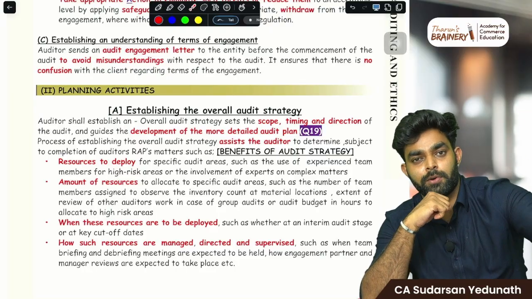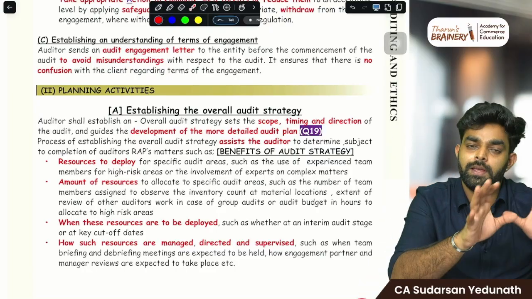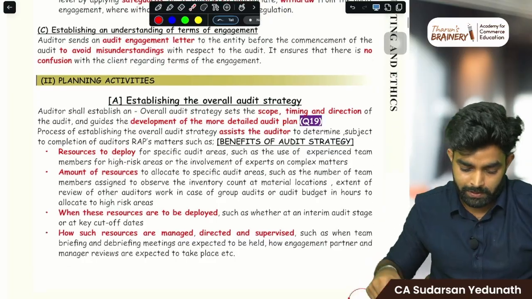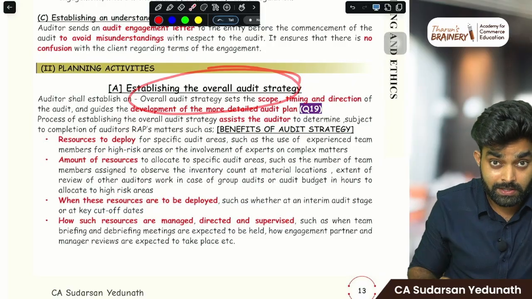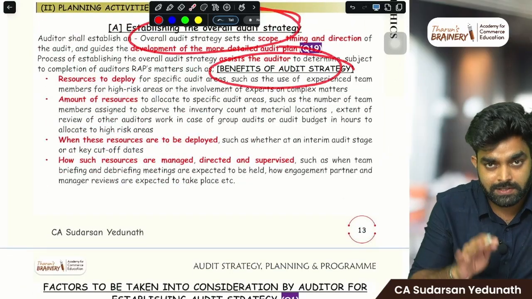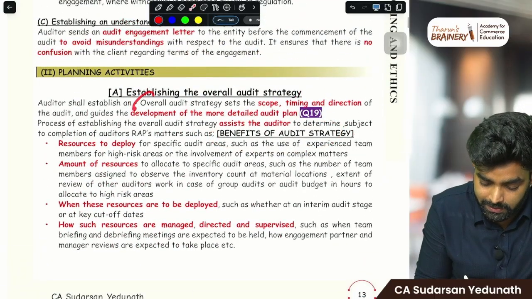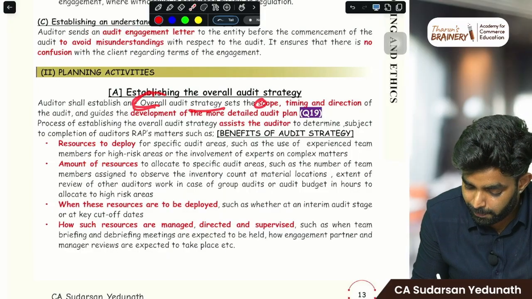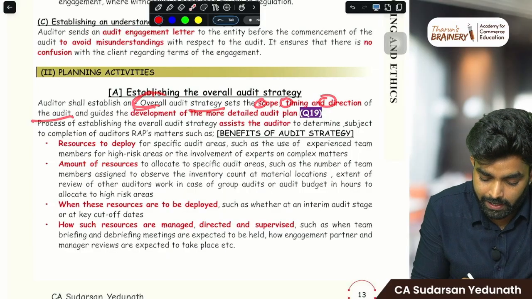What are the further audit procedures that I am to use here? All these things will be coming under the audit plan. Okay, so you are establishing the audit strategy. First thing, what are the benefits of establishing an audit strategy? The overall audit strategy sets the scope, timing and direction of the audit and guides in the development of the audit plan.